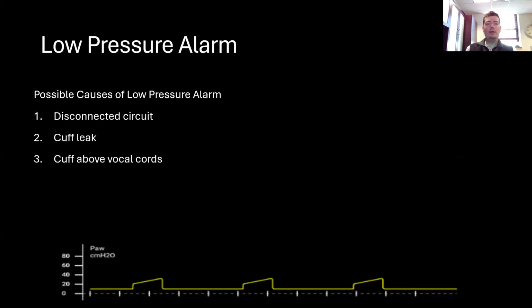The next alarm we'll talk about is a low pressure alarm. This is pretty simple to think about, but it's perhaps more urgent than the high pressure alarms. So when a low pressure alarm goes off, there's a couple life-threatening causes that should quickly be checked. One is circuit disconnection. So follow the ventilator tubing from the ventilator all the way to the patient.